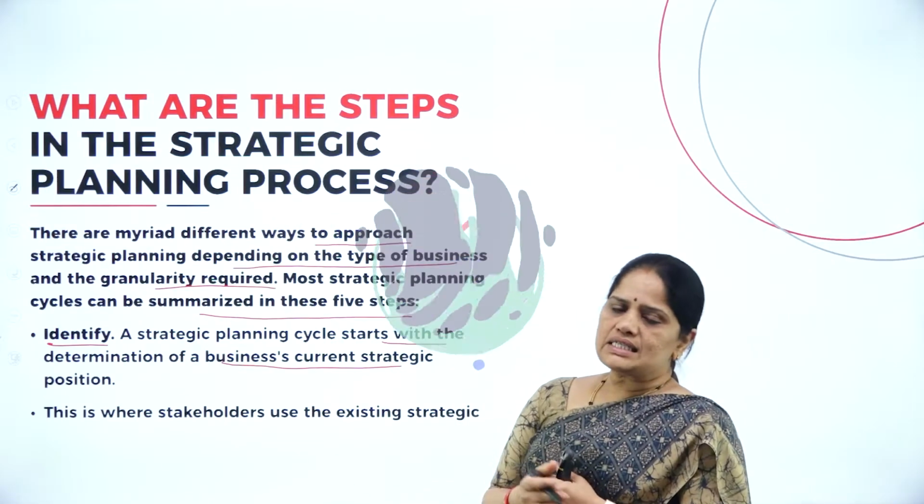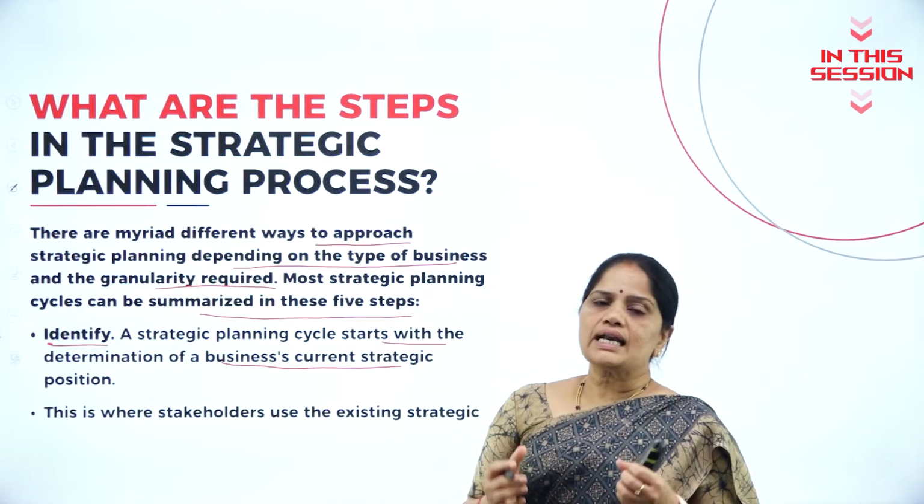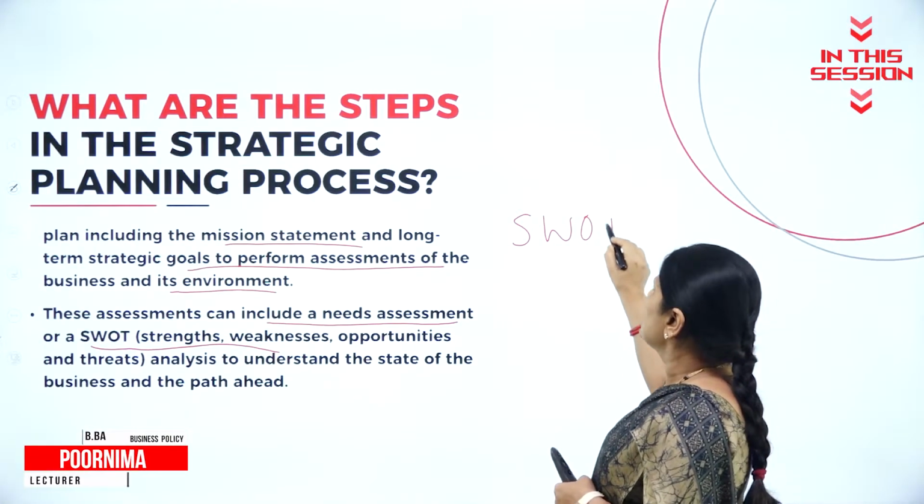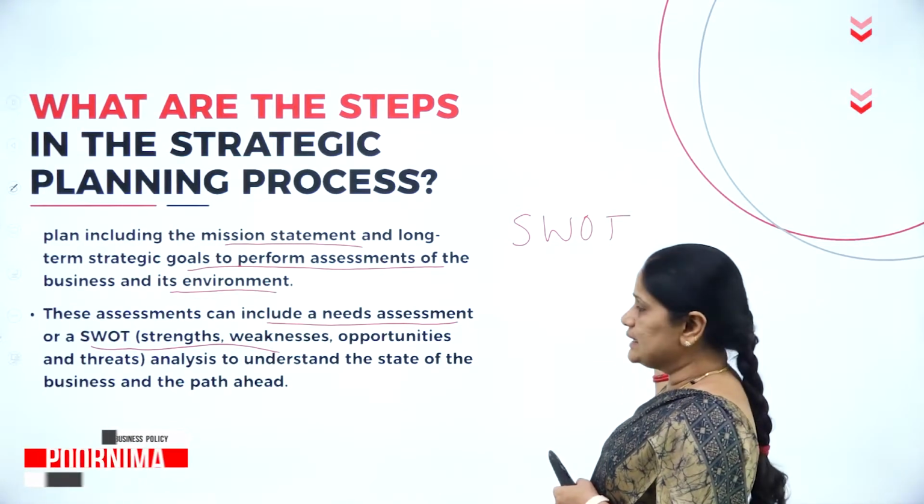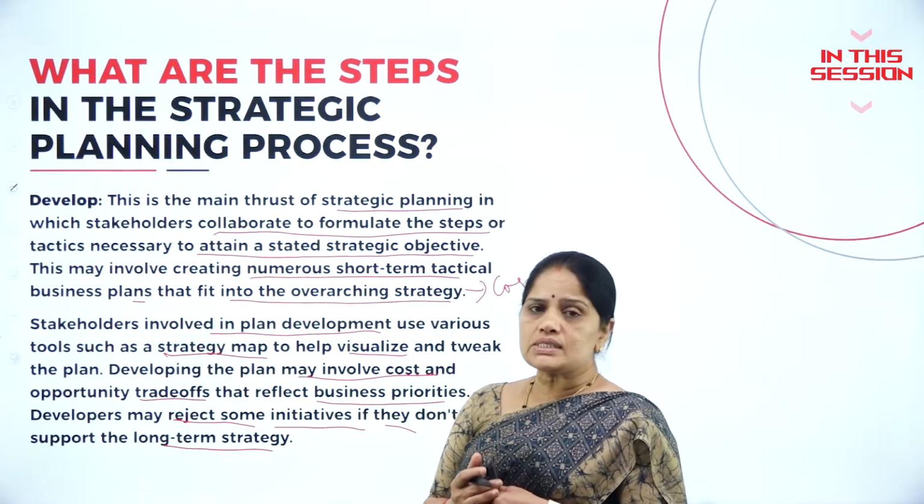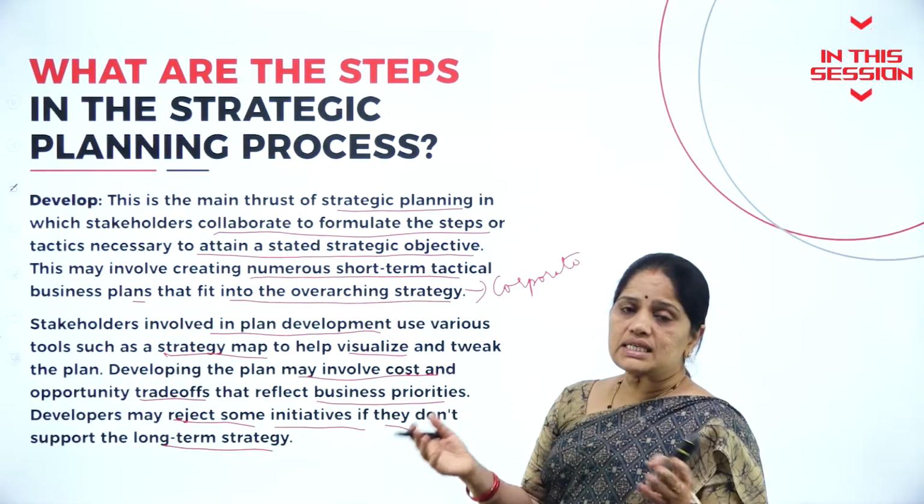When you undertake strategic planning, the first step will be to identify what is the current position of the business. SWOT. SWOT means strengths, weaknesses, opportunities and threats. Whoever are the stakeholders involved in the strategic planning process, they will be using various tools such as a strategy map.